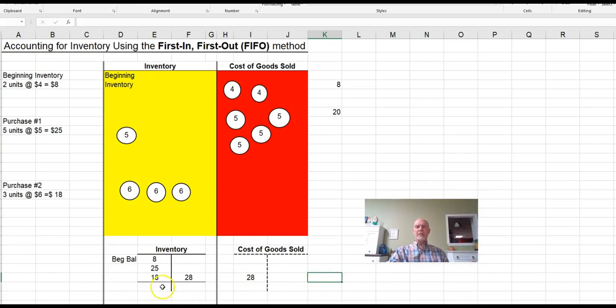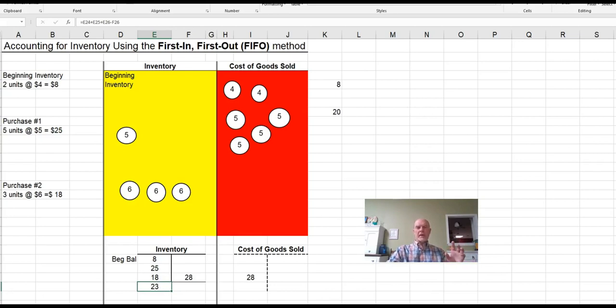So that would leave in inventory the beginning inventory plus those two purchases minus what went out the door. So that would leave 23 in there. So that is the first in, first out method.